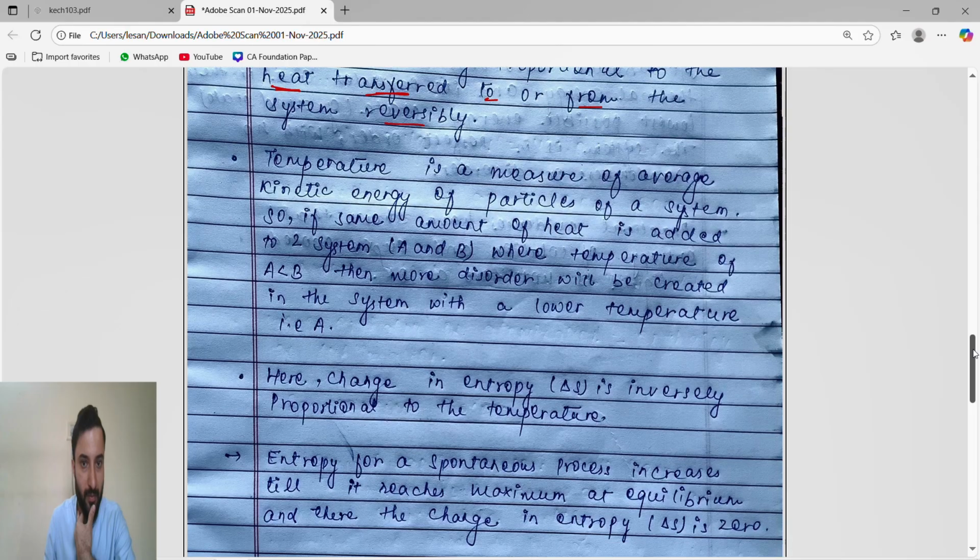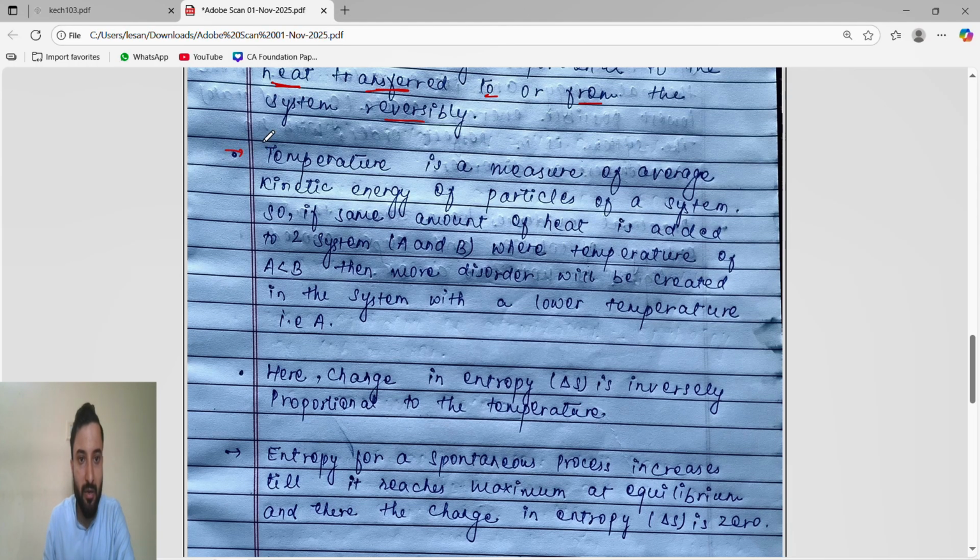Then we will write down this. Temperature, bhaiya. We know temperature is a measure of average kinetic energy, right? As we increase the temperature, kinetic energy will increase, correct? So temperature is the measure of average kinetic energy of particles of a system. Same thing I explained here: if the same amount of heat is added to two systems A and B, where the temperature of B is greater than A, then more disorder will be created in the system with lower temperature, that is A.